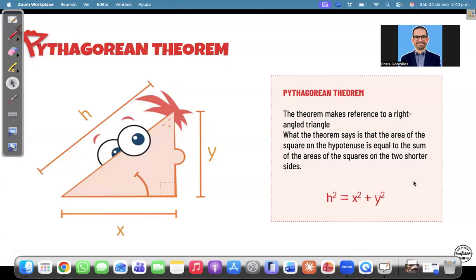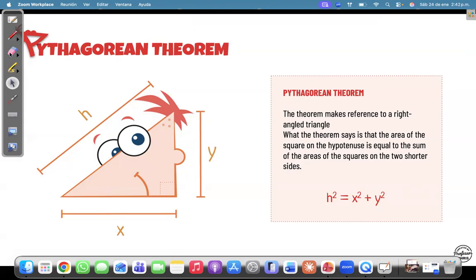Hey, we're gonna be putting a few things together. We're gonna talk about the Pythagorean theorem, which requires a right triangle. If you have a right triangle, we're gonna state that the square of the hypotenuse, so basically if you make a square here, is equal to the square of this leg plus the square of this other leg.